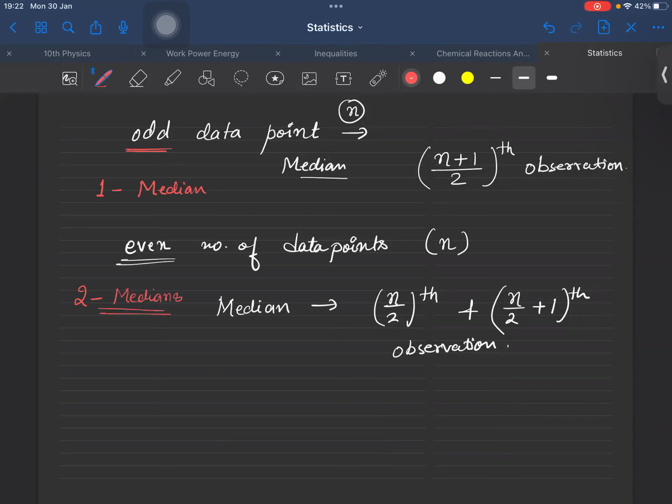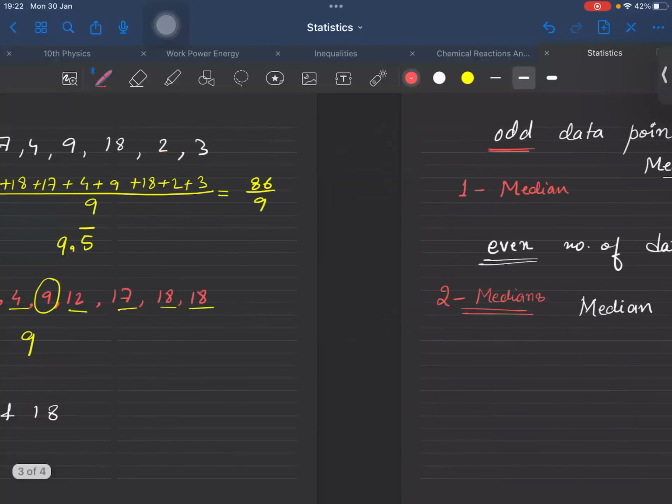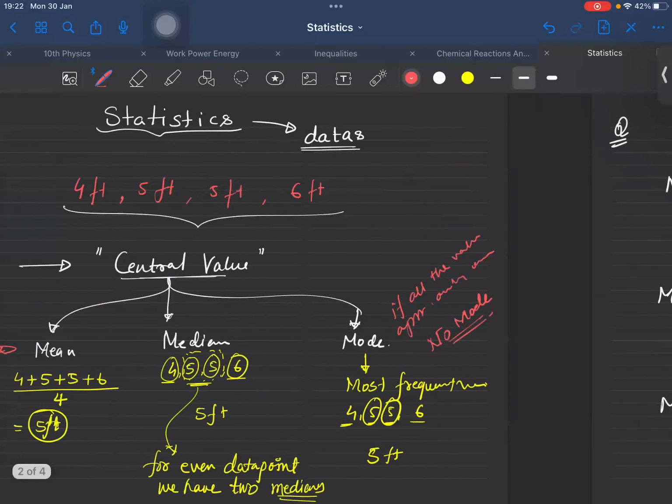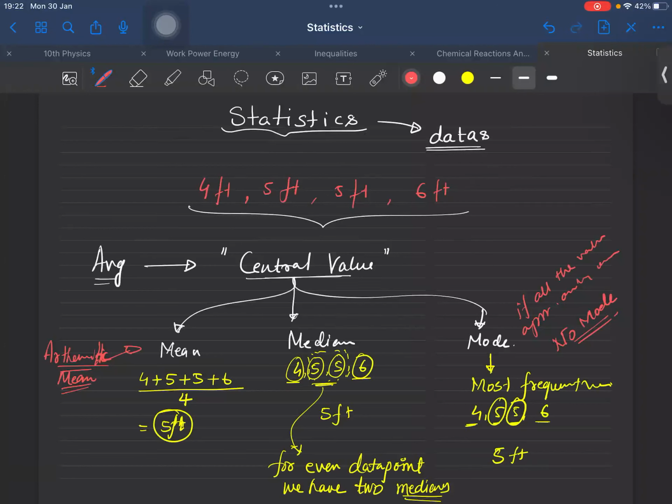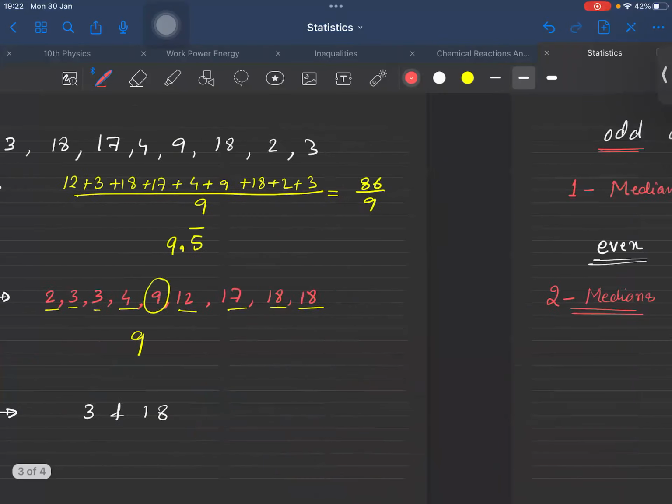Understood? Got it? Got it? If anybody has any doubt, we can go through it as of now.